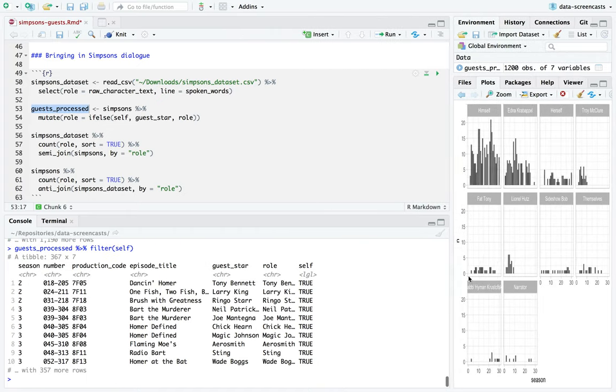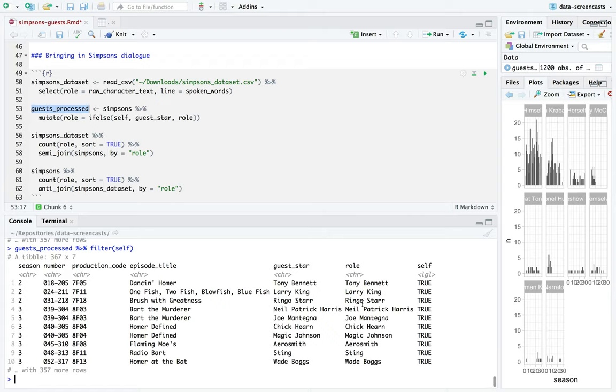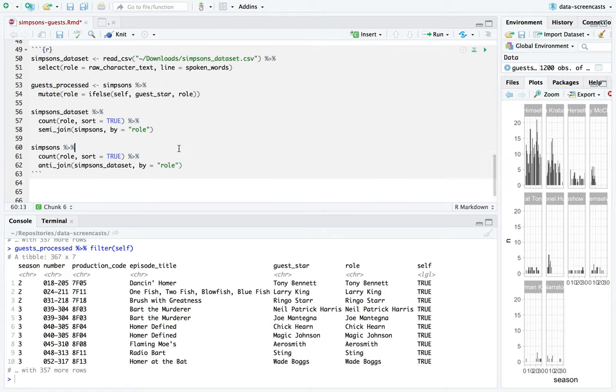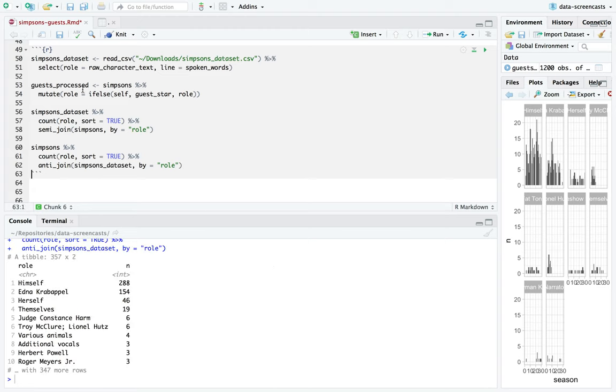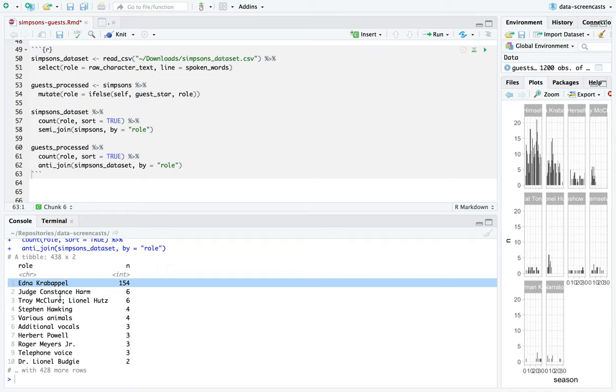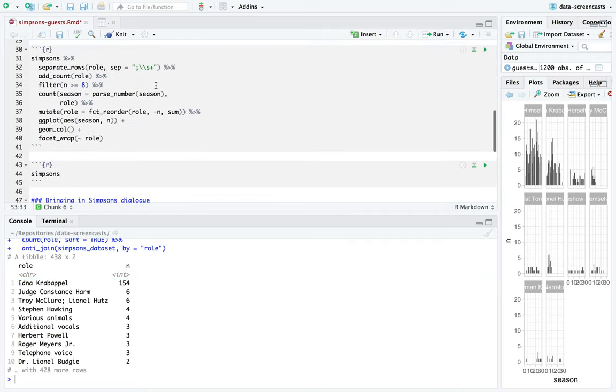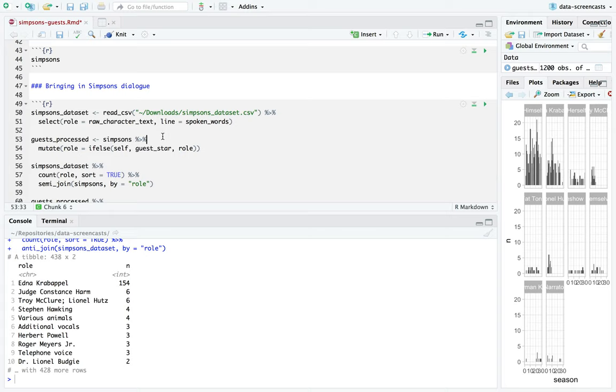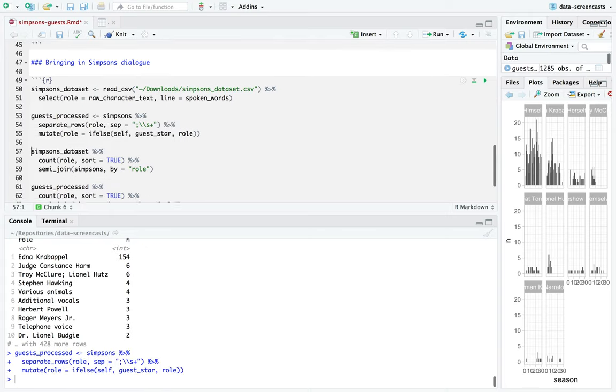It replaces Larry King or Ringo Starr or so on with the person playing them, and that might link it up a little bit better. So what we could then say is take a look at guest process count role. We have Miss Krabappel. We have some other names, certainly things that include semicolons. I think I want to run that separate rows line again for guests processed.